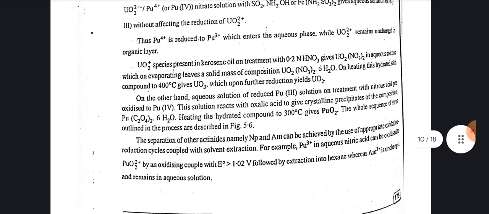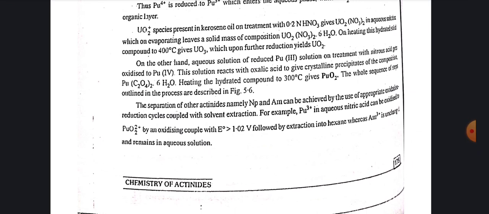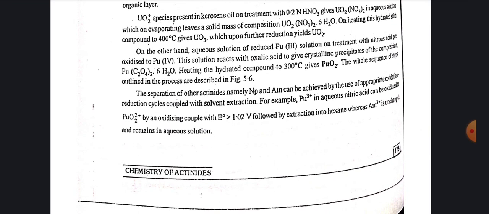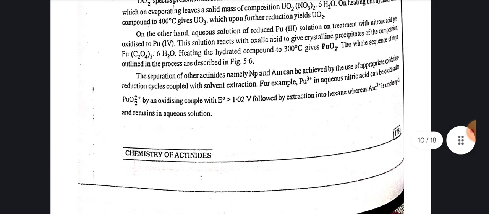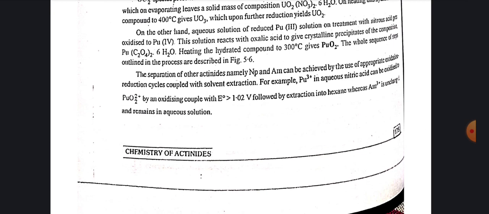The UO2 2+ species present in kerosene oil, on treatment with 0.2 N HNO3, gives UO2(NO3)2 in aqueous solution, which on evaporating leaves a solid mass of composition. On heating this hydrated solid compound to 400 degrees Celsius, it gives UO3, which upon further reduction yields UO2.